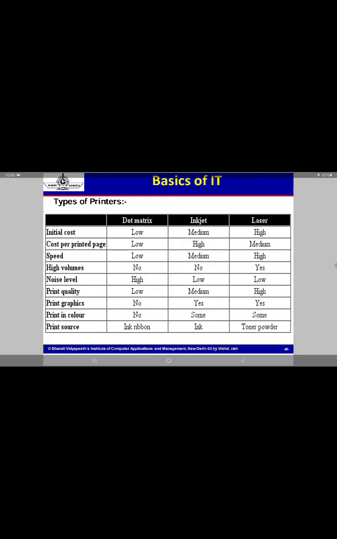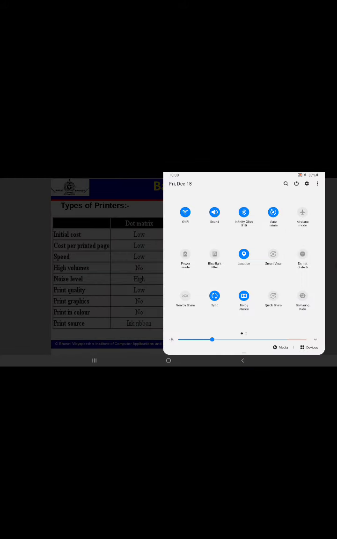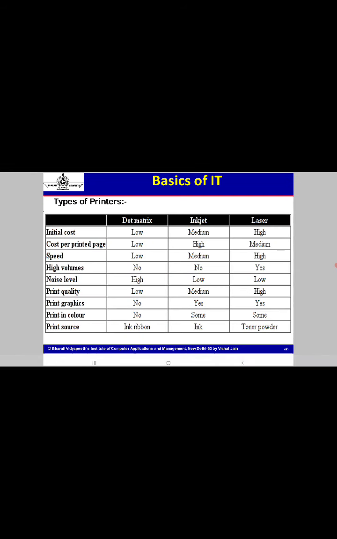So what are the different types of printers available? Generally, printers are basically three types: dot matrix printers, inkjet printers, and laser printers.